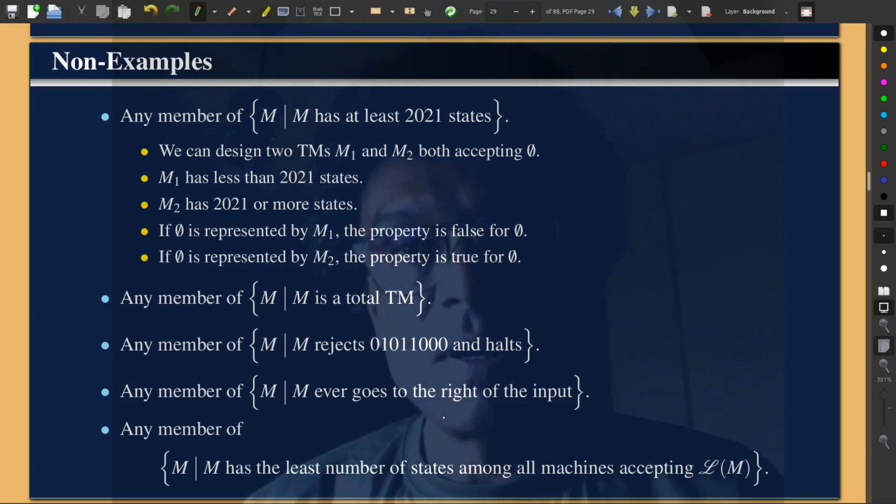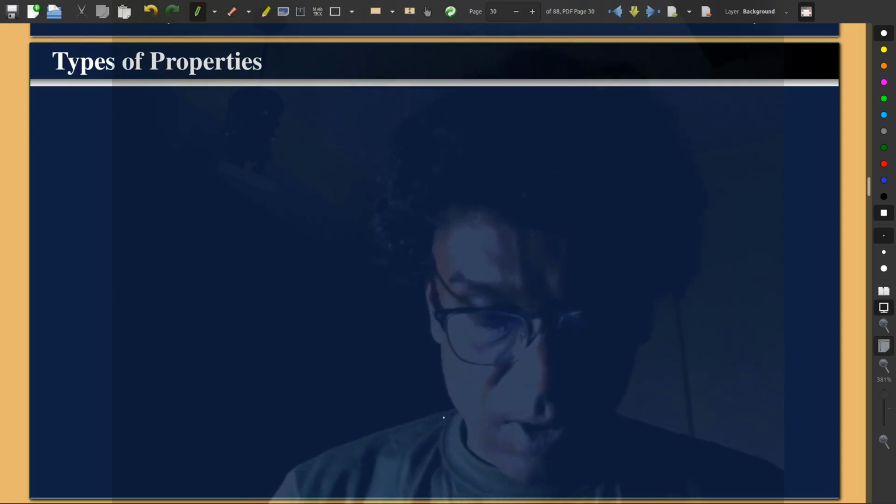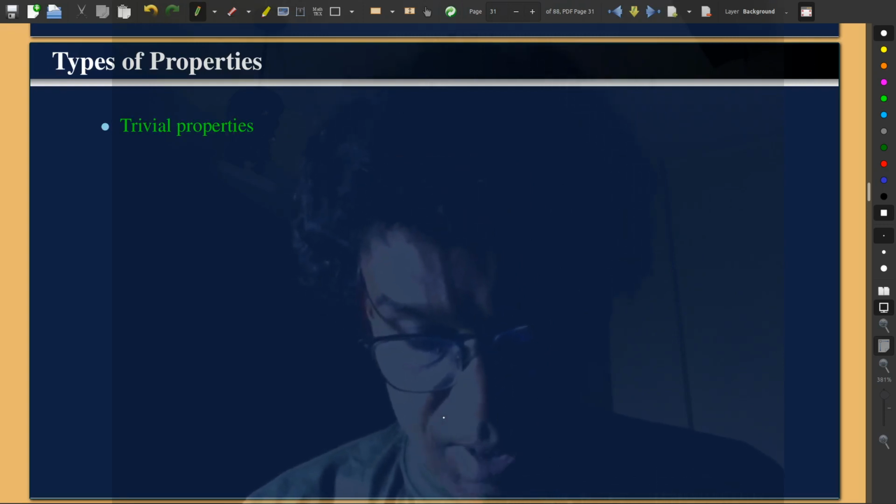Some are even non-semi-decidable. Okay, so let us see. To that effect, I need to introduce two types of properties. One is called a trivial property, the other is called a monotone property. A property is called trivial.